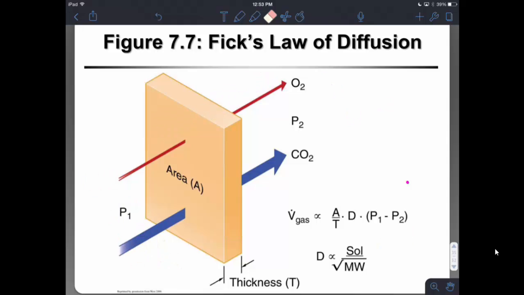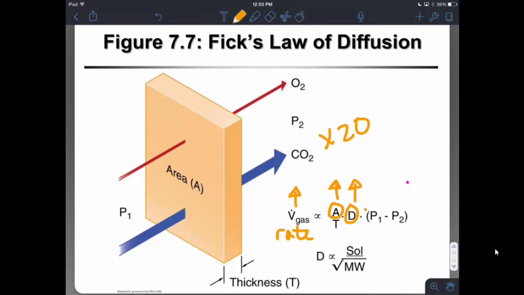Okay, so to summarize, what Fick's law does is it explains the factors that affect the rate that gases cross the membrane. And so the factors that are directly related to gas movement, okay, are the area of the membrane. So if you have a greater area to diffuse across, you're going to diffuse faster. If the gas that's diffusing has a higher coefficient, it's going to diffuse faster, and that's a constant. CO2 has a 20 times higher diffusion coefficient, so it's going to diffuse 20 times faster.